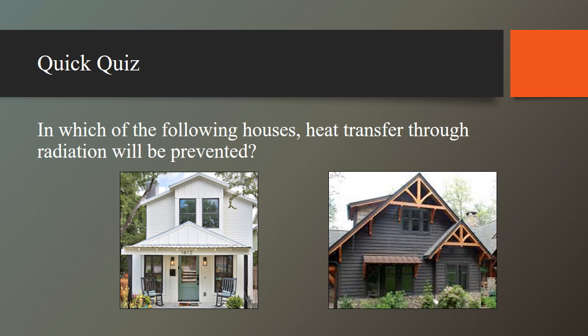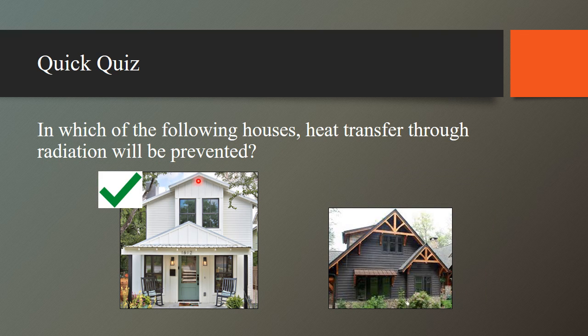You can see two houses that are painted with different colors in these pictures. This is a house painted with white color and this is a house painted with black color. In which of these houses will heat transfer through radiation be prevented? The answer is the white painted house, because white surfaces are bad emitters and absorbers of radiation. Therefore, heat transfer will be prevented.